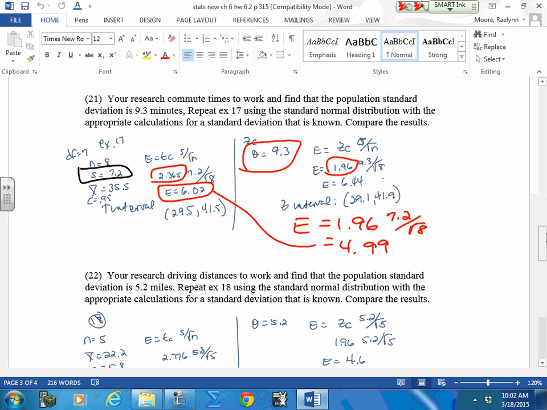So what will happen to your interval for the population? How will it compare to the sample one? If your margin of error is smaller, what happens to your interval? It gets narrower. Thank you. It gets narrower. You see why?